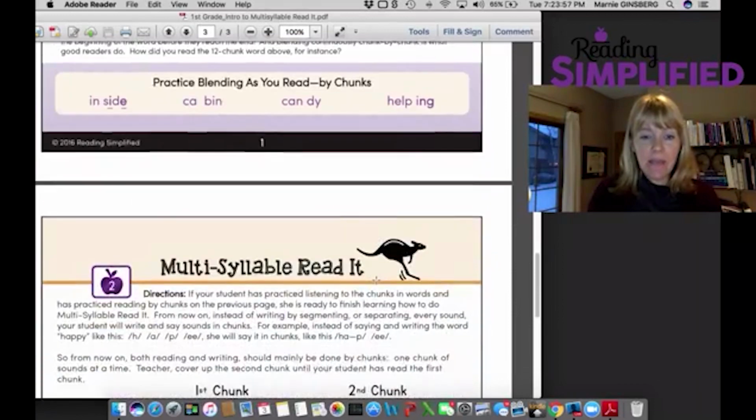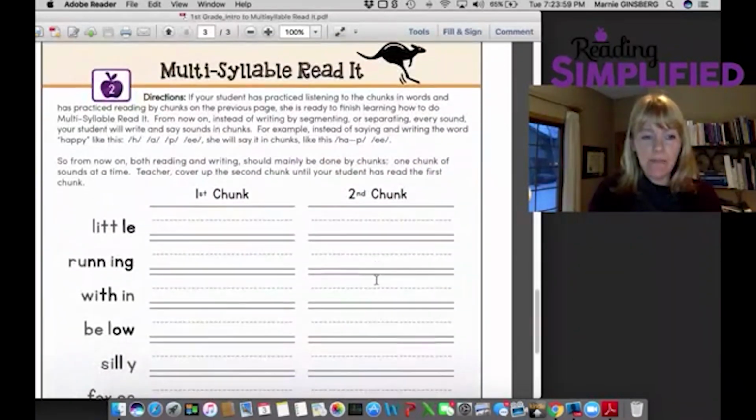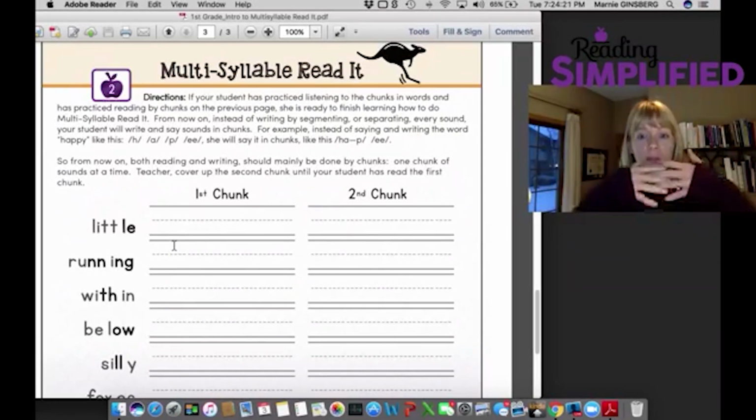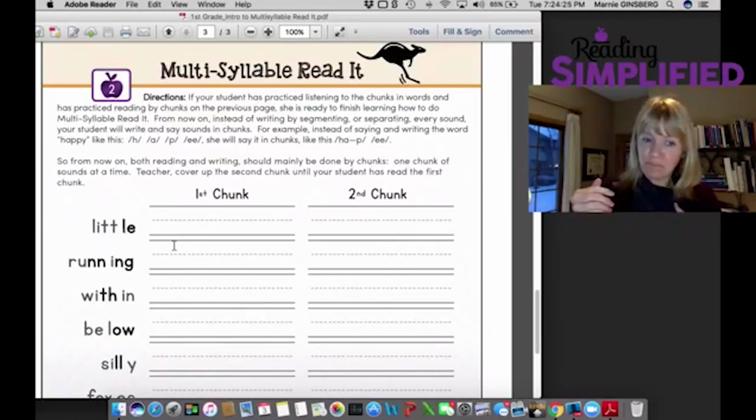And then maybe they would get some practice of doing it. Little, notice how little is written. Lit as a chunk and ol as a chunk. Run as a chunk and ing as a chunk. And then after they read run, ing, they would write the first chunk in the first column, run, and then the second chunk in the second chunk column, ing, again connecting them. So we're advancing their abilities as readers and writers.